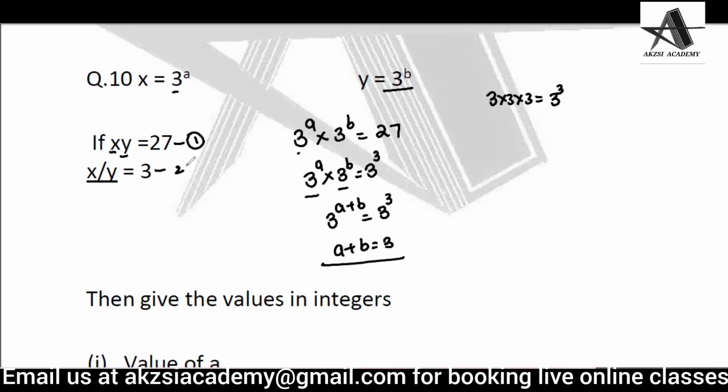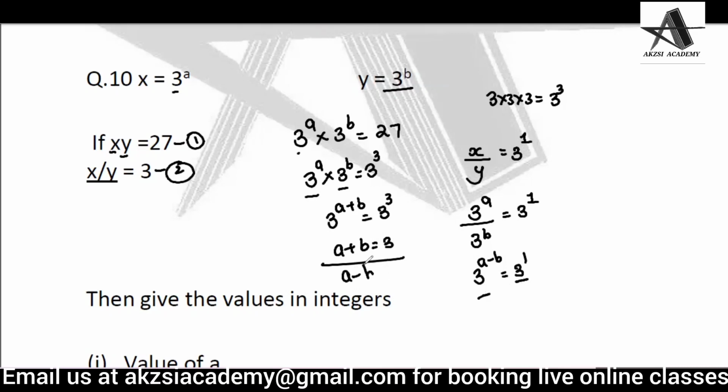Our second equation is x by y equals 3. Similarly, we need to substitute. So x by y equals 3, and that can be written as 3 to the power of 1. x is 3 to the power of a, y is 3 to the power of b, equals 3 to the power of 1. Same base, when you divide, you need to subtract the powers. So 3 to the power of a minus b equals 3 to the power of 1. Bases are same, just equate the powers. So a minus b equals 1.